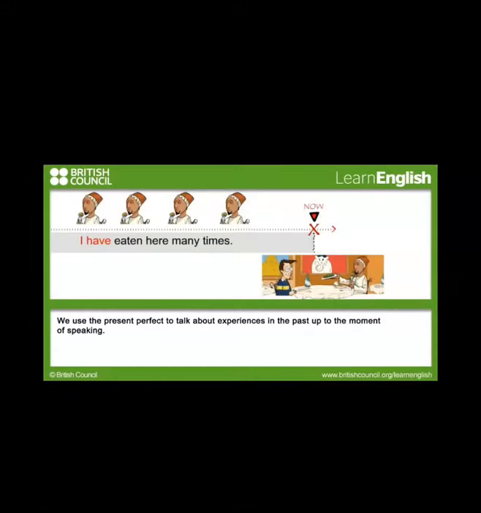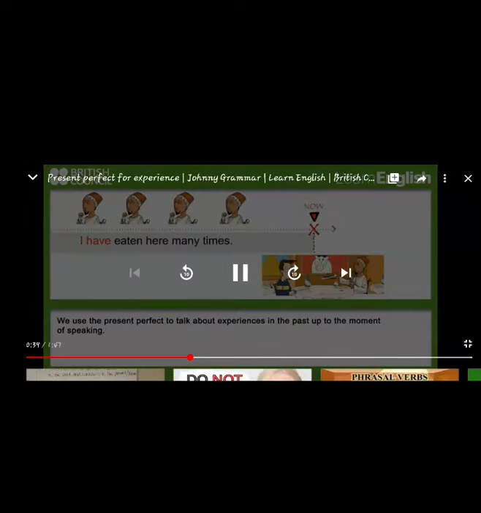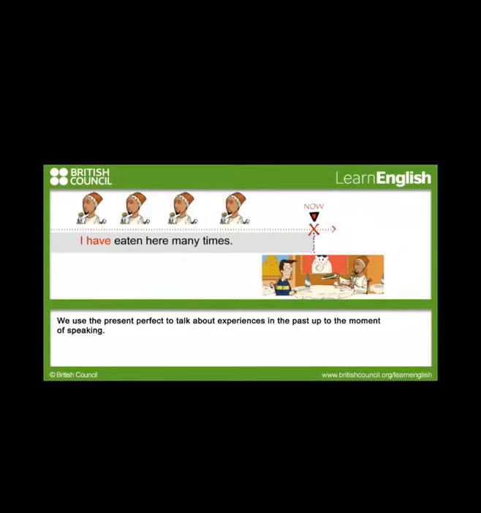Okay, so we use the present perfect to talk about experience in the past up to the moment of speaking. So the man in that moment is saying that he has eaten here many times. Yes, but now he is eating. Okay, él está diciendo yo he comido varias veces aquí, ¿sí? Entonces, pero no significa que no haya pasado, pasó varias veces, ¿sí? Desde el momento que lo estoy diciendo. Okay, let's continue.